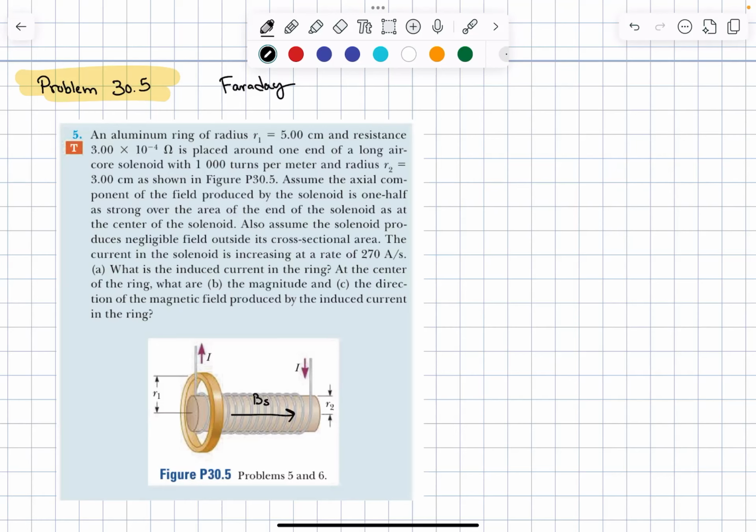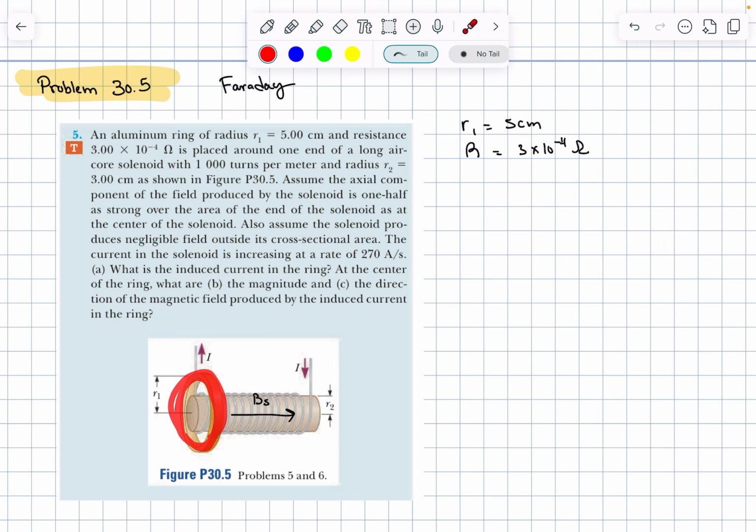Alright, so this is problem 30.5, and it again deals with Faraday's law. We're told that we have an aluminum ring of radius R1 equal to 5 centimeters that has a resistance of 3 times 10 to the negative 4 ohms. So they're talking about this aluminum ring right here that's in yellow, okay?